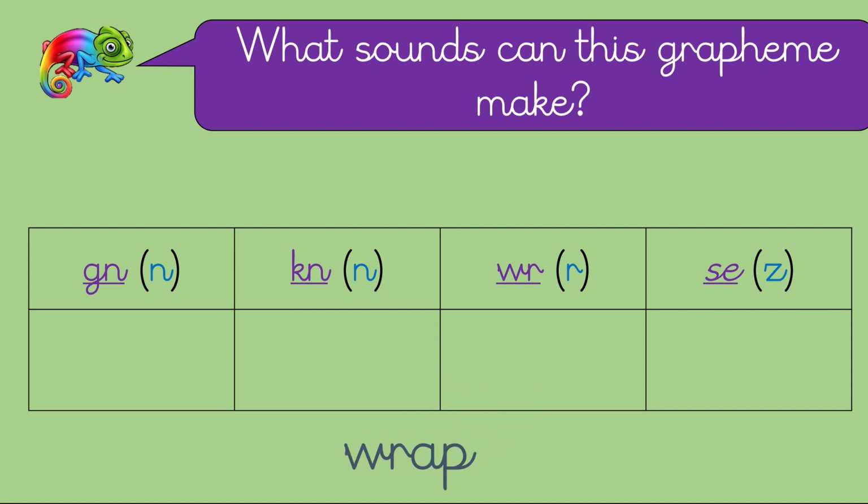Have a go at this one. And where does that one go? Super job. It is wrap. And it's talking about when you wrap up a present or something like that. That goes into the W and the R. Have a go at reading this one. Super. And which box does that one go into?